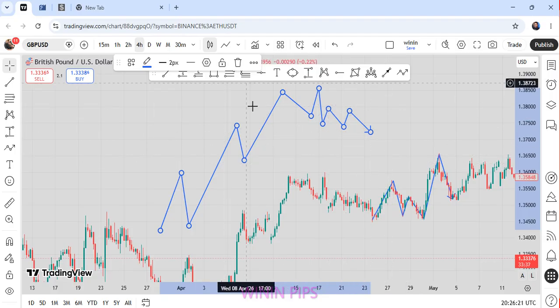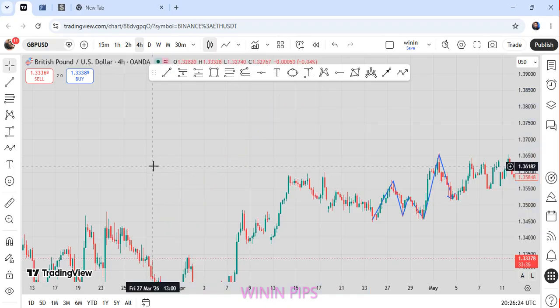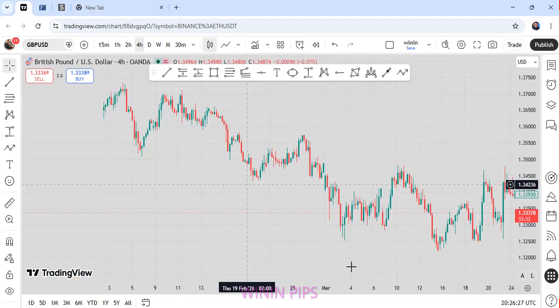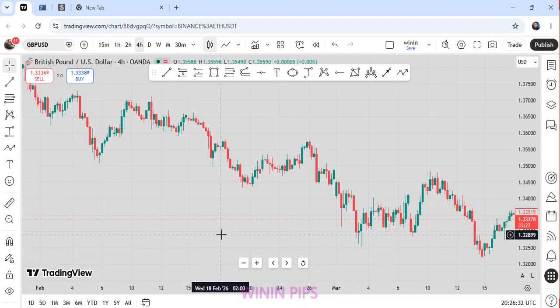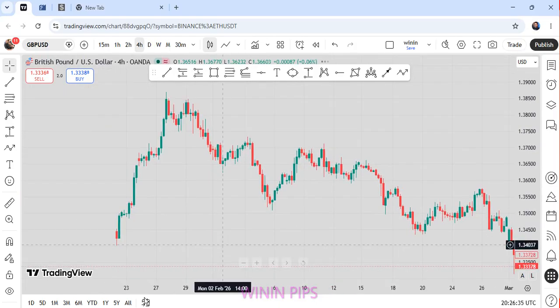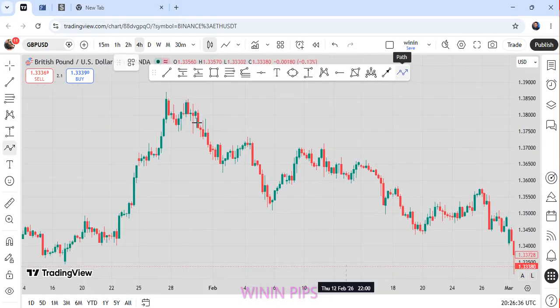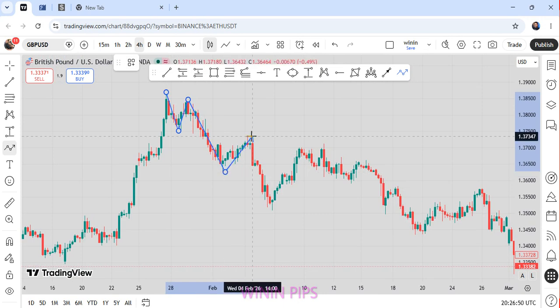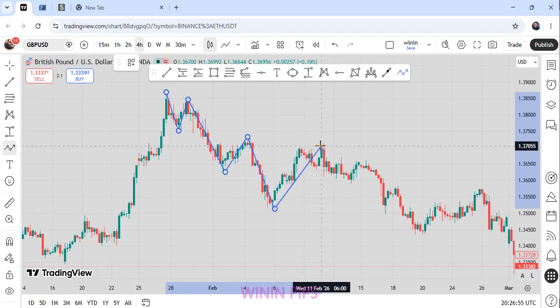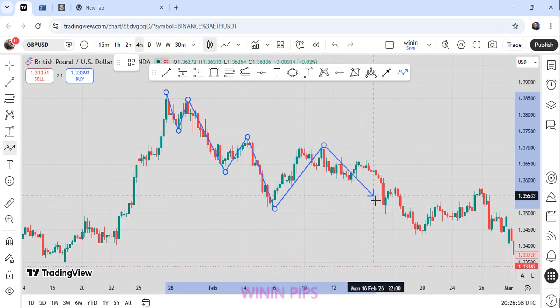So let me quickly delete this one. Let's look for another so that you get the understanding. When you look at this one too, let's grab our path tool, it's from here. Let's start from this particular point. So it comes here, it retraces, an impulse move, retracement or pullback, retracement or pullback, an impulse move.